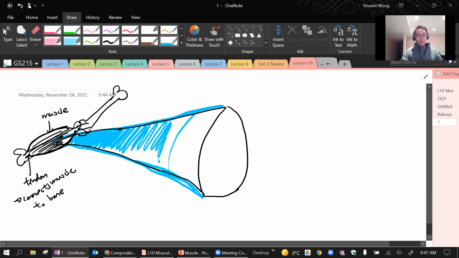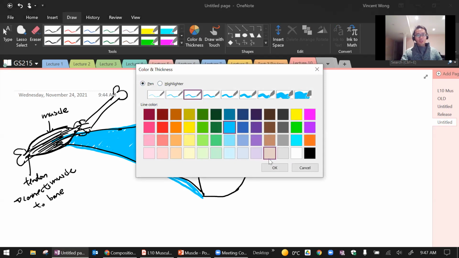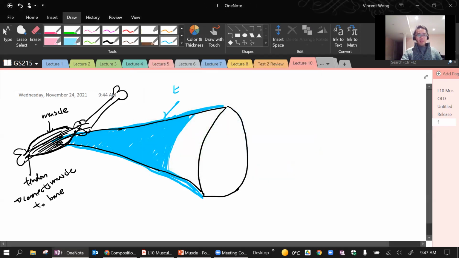Okay, I'm gonna stop here. I'm not gonna shade in the whole thing for a reason that I'll tell you in a bit. But if you're drawing along with me, that's what this is. So this blue thing is called the epimysium. It is a connective tissue covering the entire muscle.